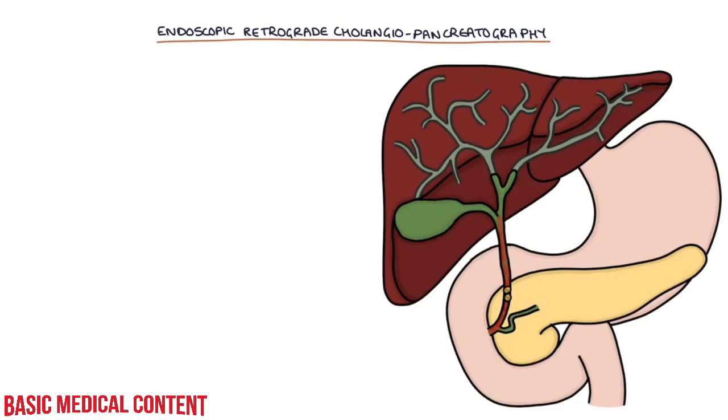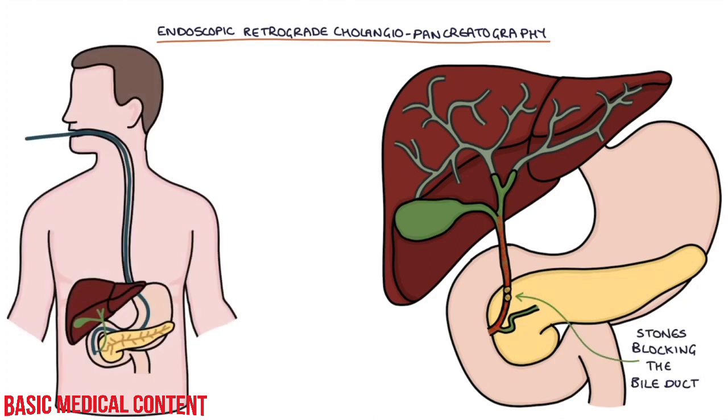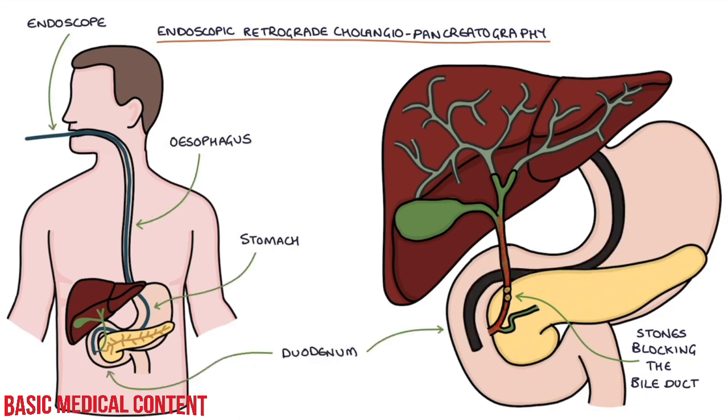An endoscopic retrograde cholangiopancreatography or ERCP procedure is required to remove stones that are blocking the bile duct. This involves inserting an endoscope down the esophagus, past the stomach, to the duodenum, and then to the opening of the common bile duct, which is called the sphincter of Oddi. This gives the operator access to the biliary system.